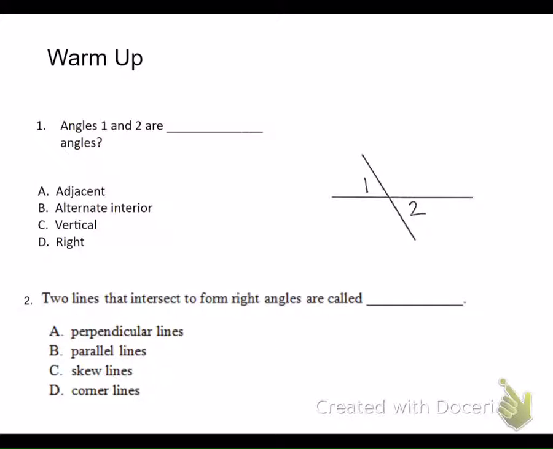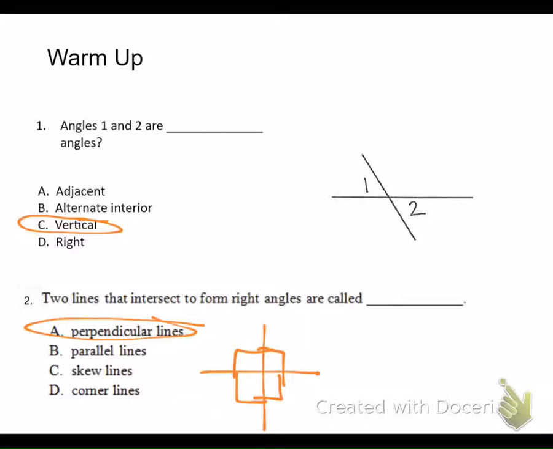Angles 1 and 2 are what type of angles? Vertical. C. They're across from each other. Two lines that intersect to form four right angles would look like this. What type of lines are those? Perpendicular. That's what it was.